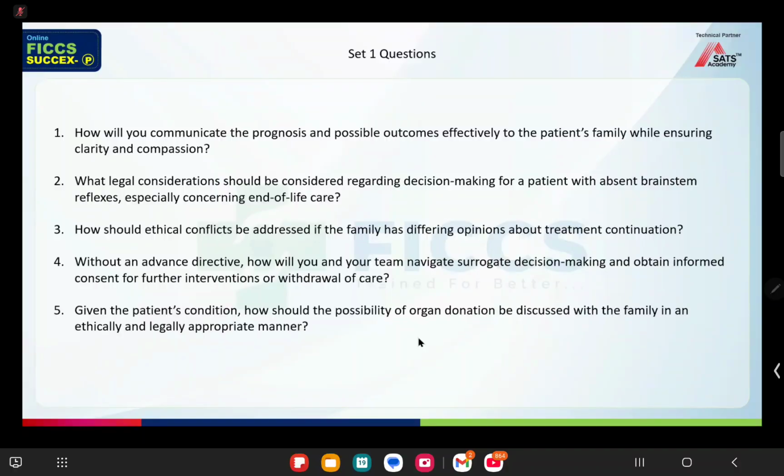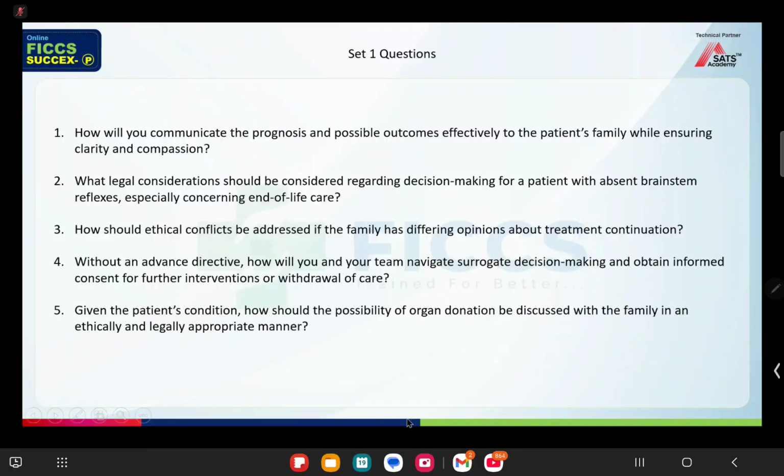The second consideration is whether relatives want to go for organ donation, or whether we should consider organ donation if the patient is a candidate for that. Other legal considerations are that there is a difference of opinion. Some physicians may think to still continue the treatment, while since the brainstem reflexes are not there, there is no point in moving ahead. Because there's a difference of opinion. So these are the legal considerations.